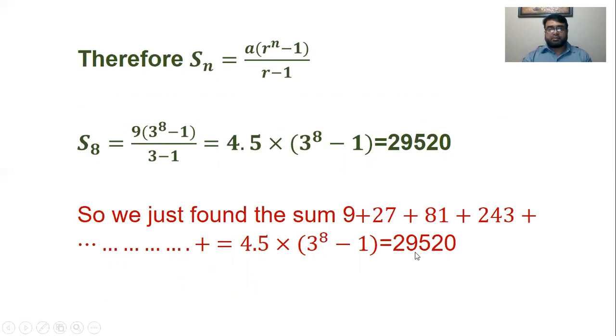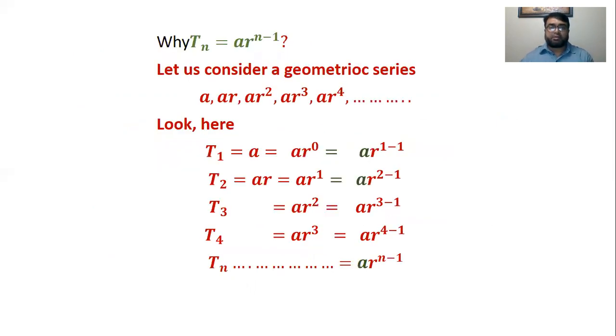So this is the use of the formula to find the summation. Okay, so why was this formula for the nth term like this, that is Tn is equal to a into r to the power n minus 1? If you look at the terms in the series, it is a, ar, ar squared, ar cubed, ar to the power 4. It means a is the first term, ar is the second term, ar squared is the third term, and so on.